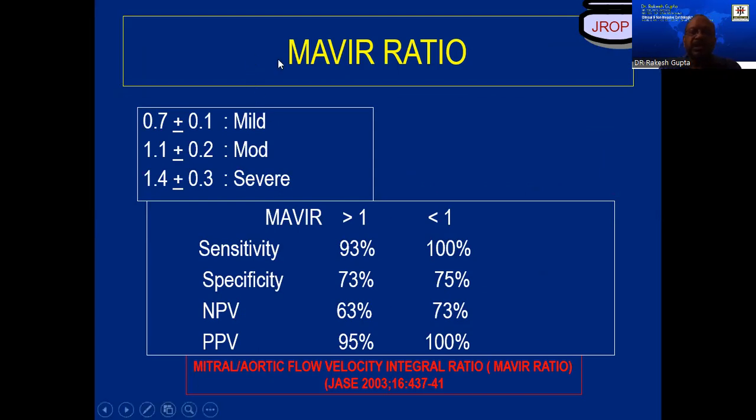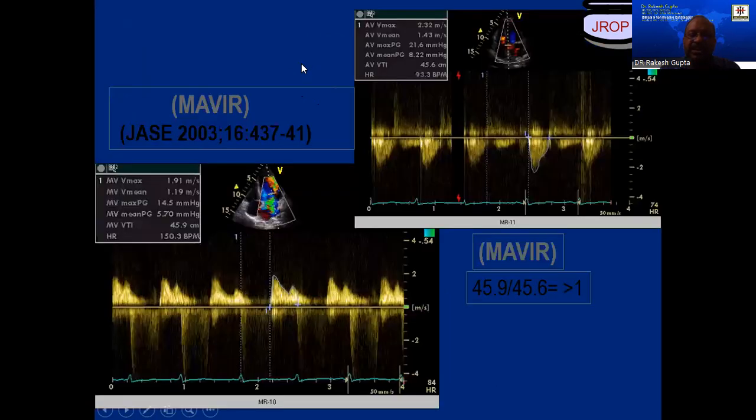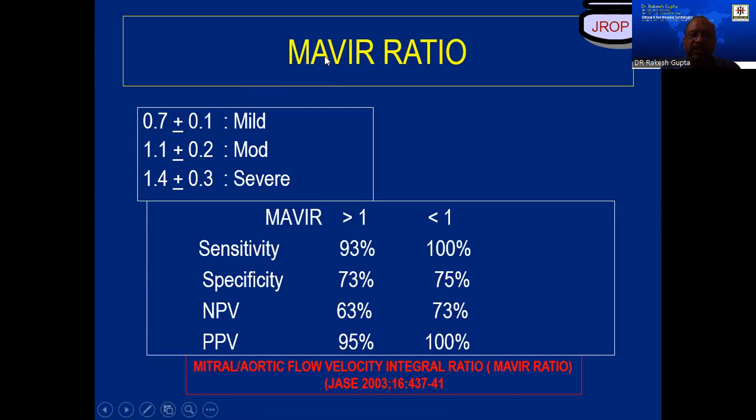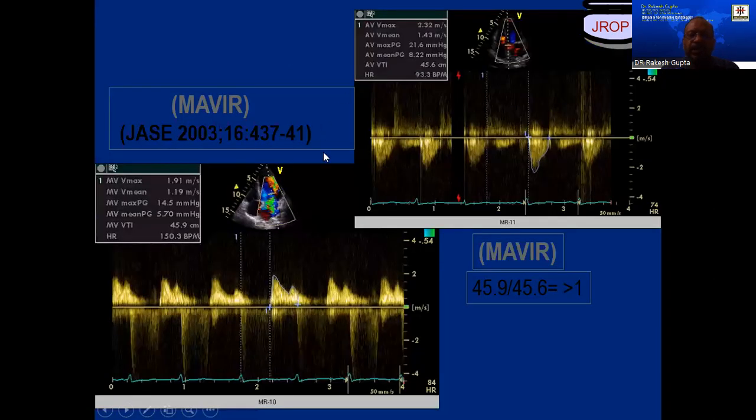This is the mitral aortic velocity integral ratio, MAVIR. What exactly is this? We look at the flow across the mitral valve, VTI. Then we look at the flow across the aortic valve, VTI. And we take the ratio of the mitral aortic flow velocity integral. And here is a pictorial diagram.